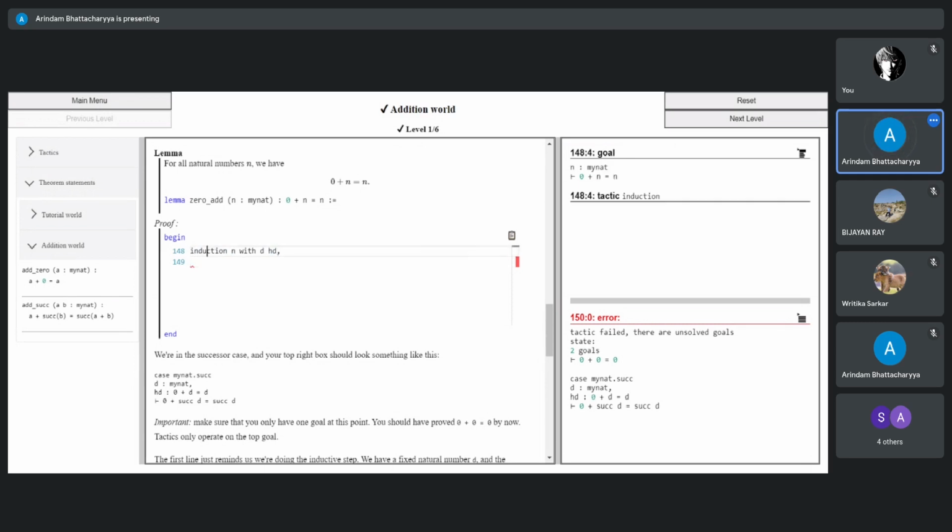We wanted to prove 0 plus n equals n, and how we would usually do it is you do it for the base case, which is n equal to 0, and then assuming that I can do it for d, I have to do it for successor of d. So on the right hand side, if you see, I have two goals, the first one being the base case and the second one being the induction step. So the first one I can finish by add 0.